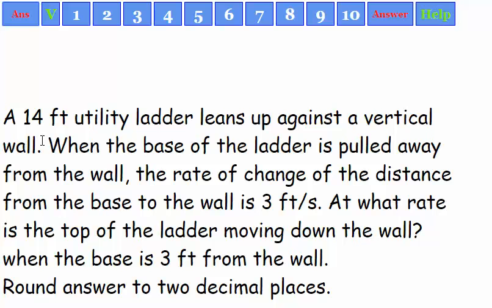This time we have a 14-foot utility ladder that leans up against a vertical wall, and when the base of the ladder is pulled away from the wall, the rate of change of the distance from the base to the wall is 3 feet per second. At what rate is the top of the ladder moving down the wall when the base is 3 feet from the wall? Round your answer to 2 decimal places.